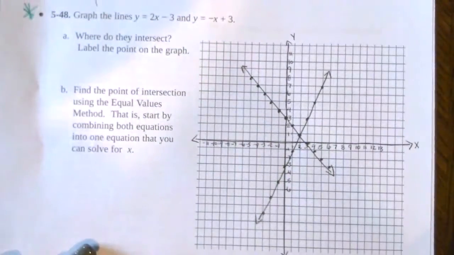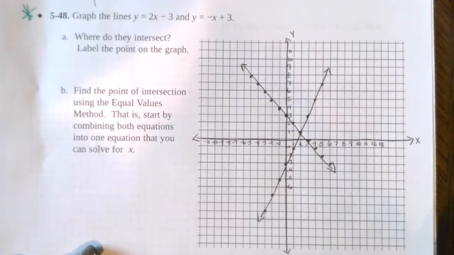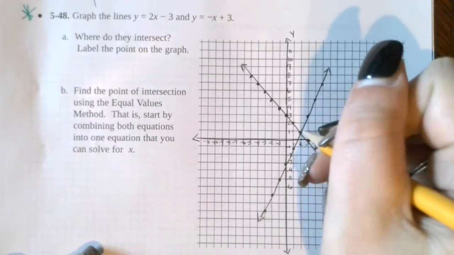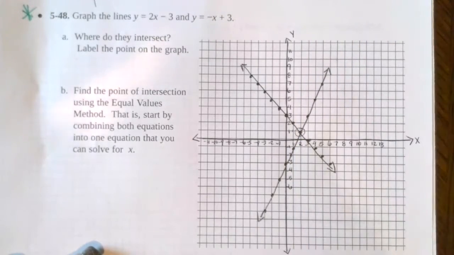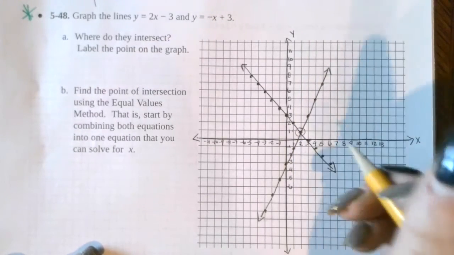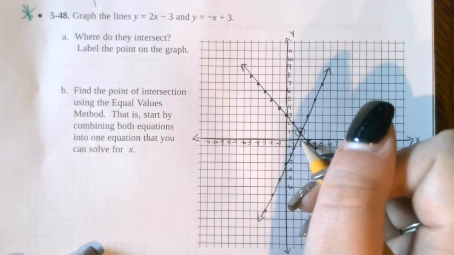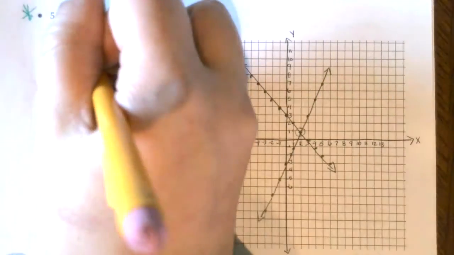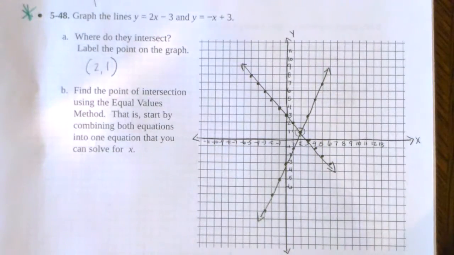All right, so we have graphed them. Now, where do they intersect for A? We need to label the point on our graph. I can see that they touch right at this point right here. And if I'm going to label that, I can come over on the x, 2, right, and then going up 1. So my point would be 2, 1 for the intersection point. Now I need to find the point of intersection using equal values method.